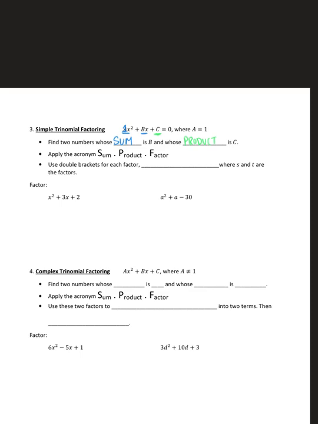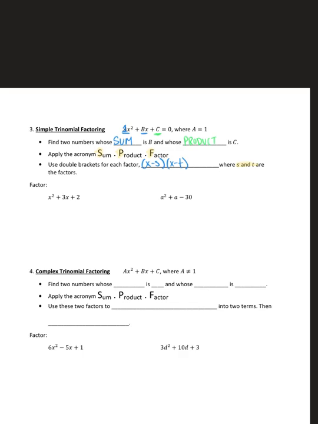Okay, we apply the acronym SPF, which sometimes you see as PSF, or I know I've taught it and seen it used, they use the acronym MAN, but we're going to apply this idea of sum product factor, and then we use double brackets for each factor. And the way we write our result of our factors is we say x minus s times x minus t, where s and t are the factors that we found. So we'll go through that process for a few of these.